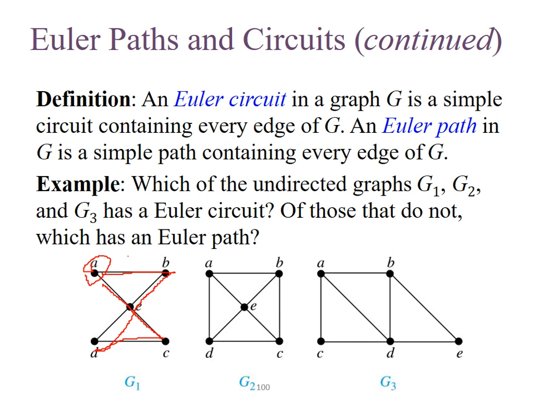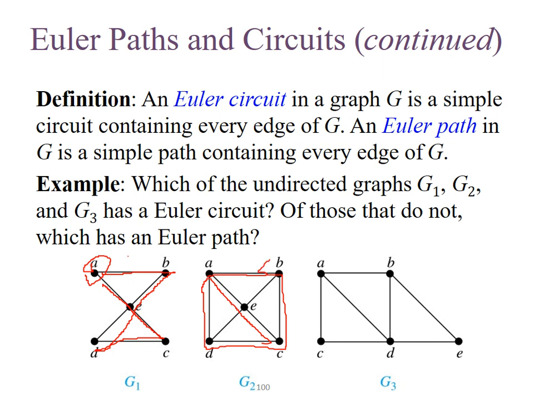For example, A, B, C, D, A, E. Okay, so maybe you can try other ways to see if you can find the Euler circuit. But in this case, it seems not. Okay, so let's see G3.